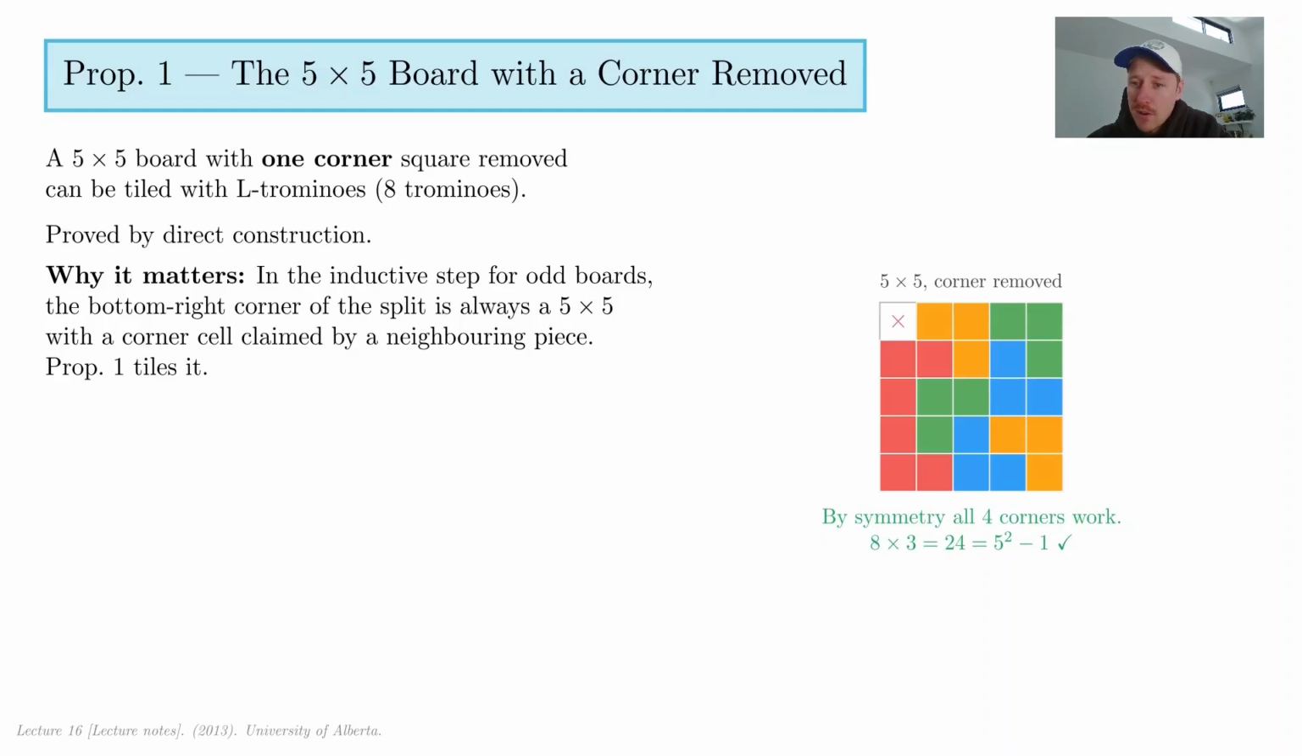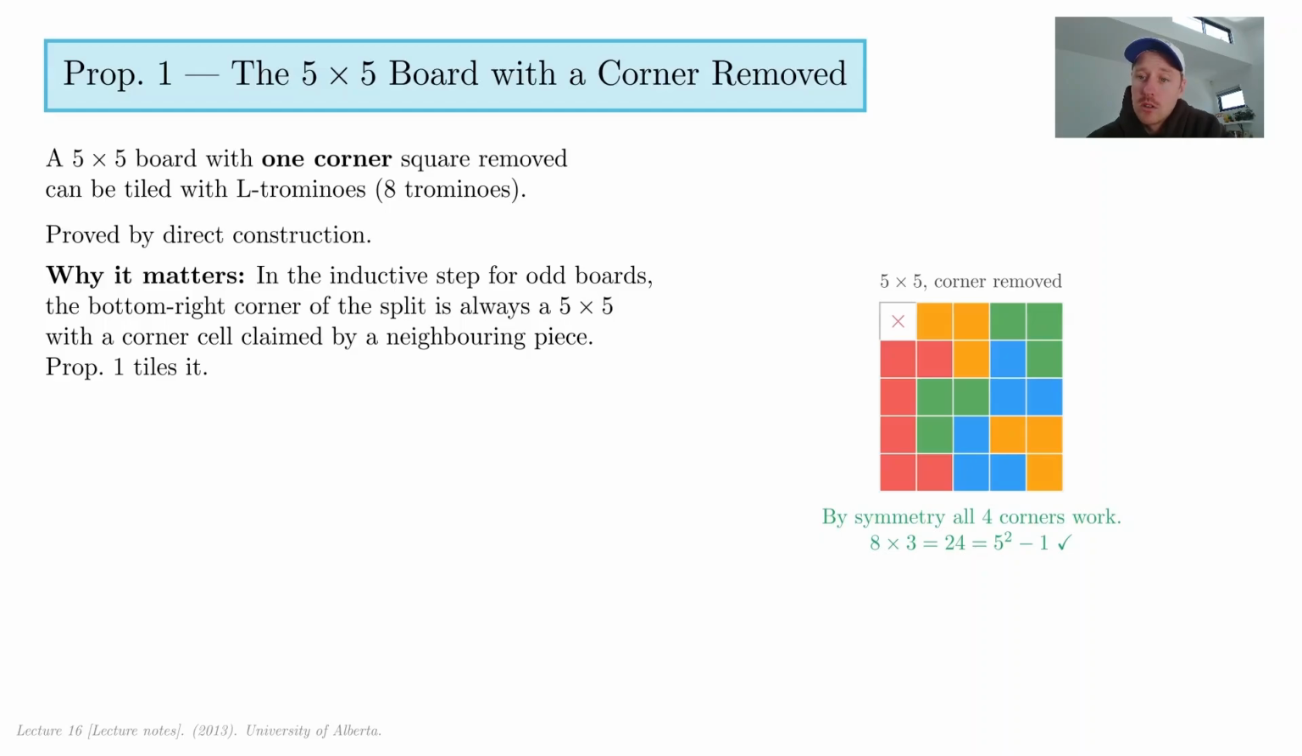If you want to know more about 5 by 5s, you can have other squares other than the corner removed, but I'll leave that to you to go and research. It's not too hard to understand which positions can actually be removed.